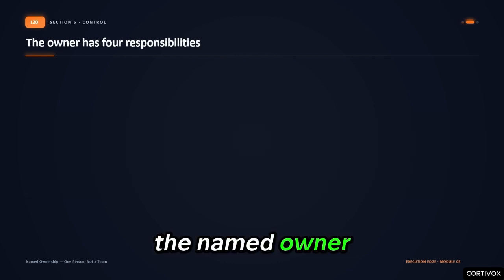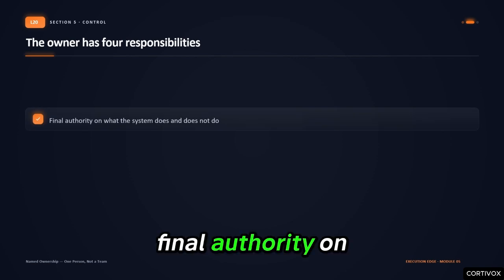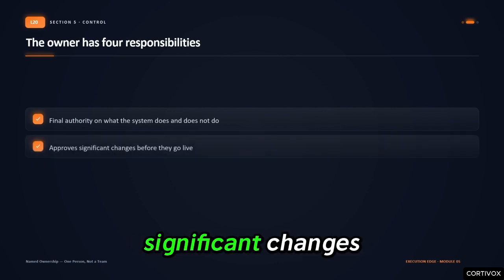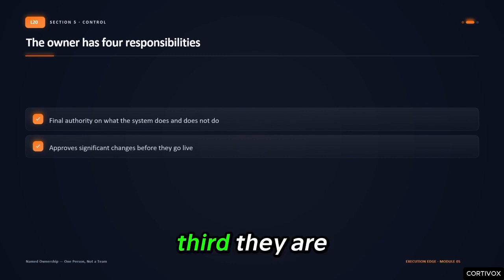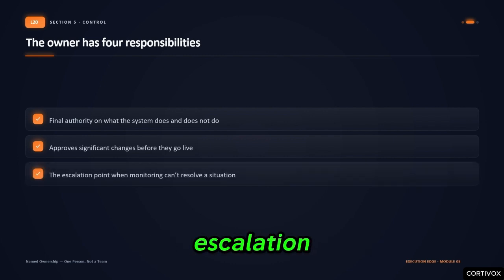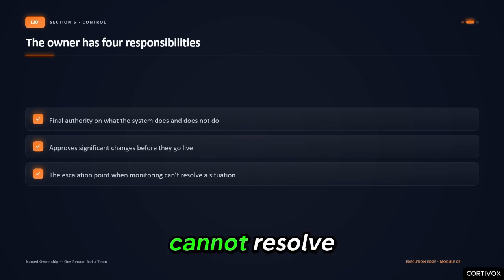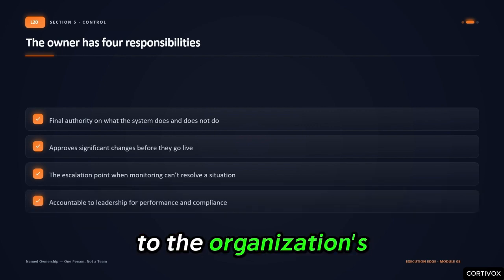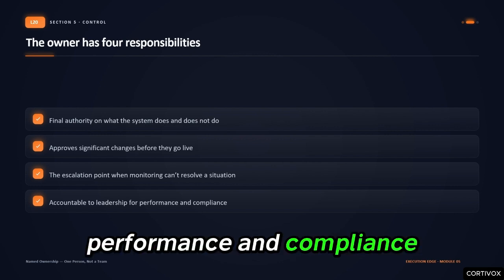The named owner has 4 responsibilities. First, final authority on what the system does and does not do. Second, they approve significant changes before those changes go live. Third, they are the point of escalation when the operator encounters a situation the monitoring practice cannot resolve. Fourth, they are accountable to the organization's leadership for the system's performance and compliance.